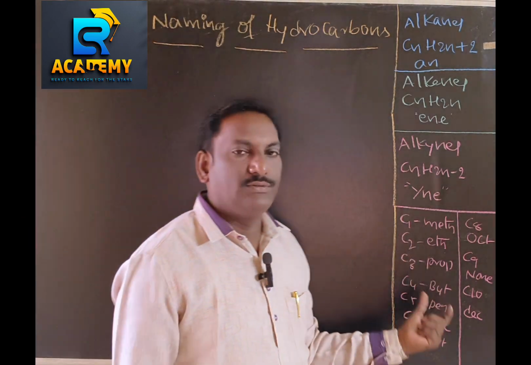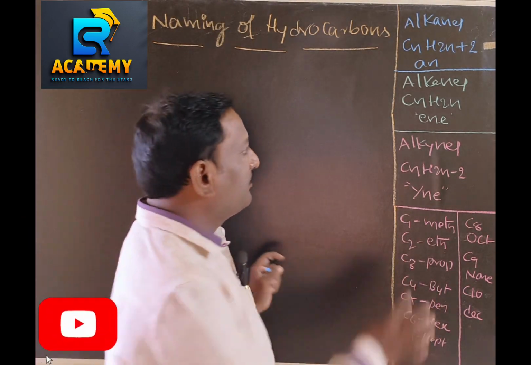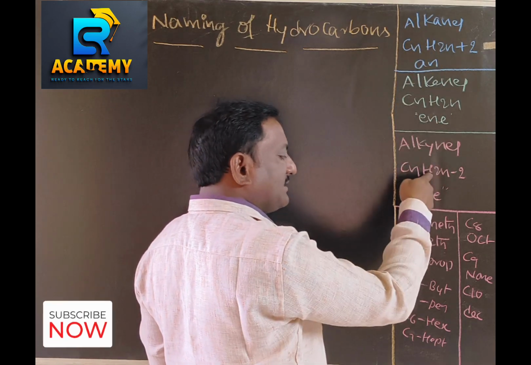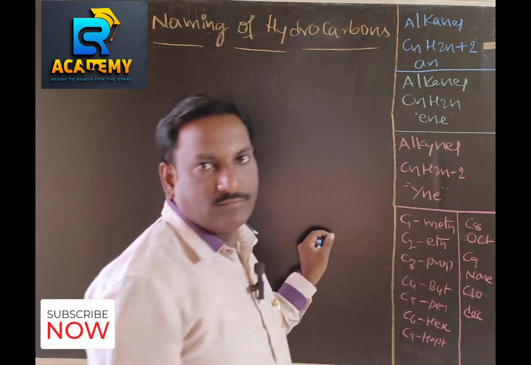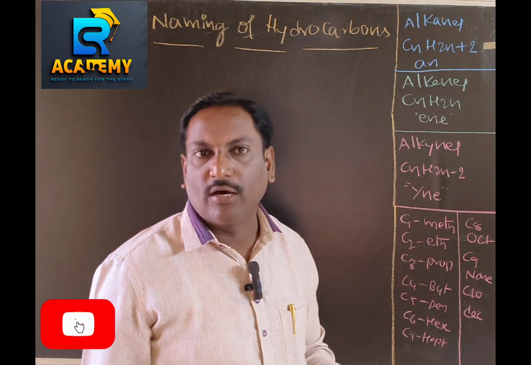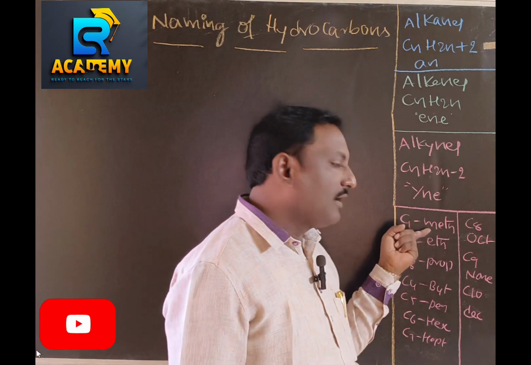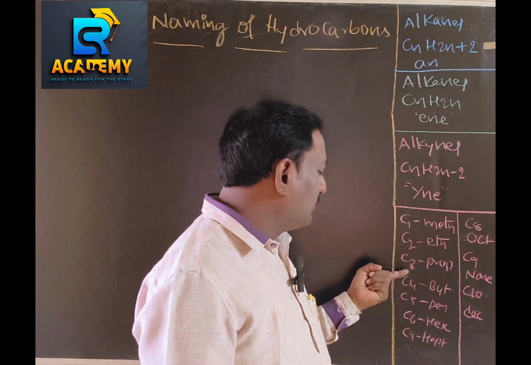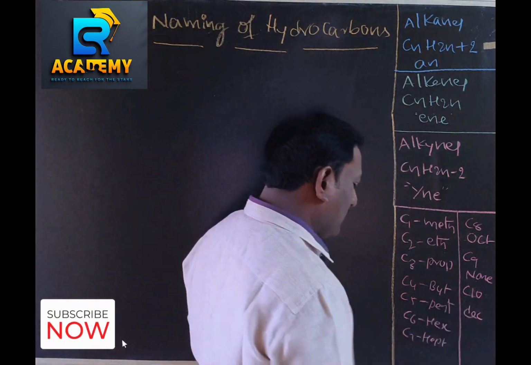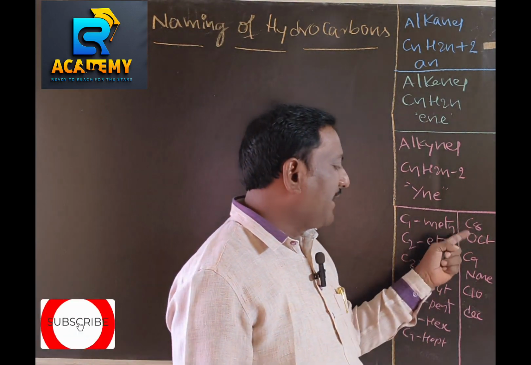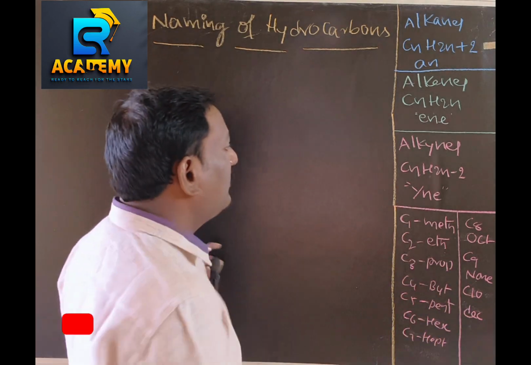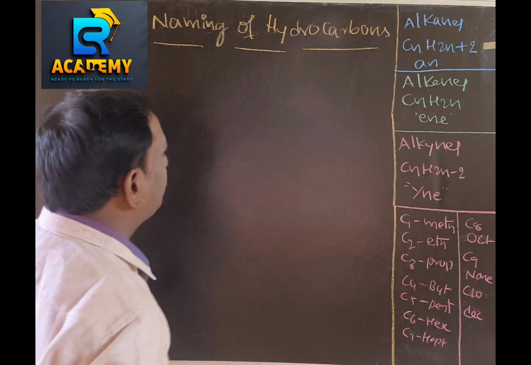So please remember all the points that I have written on the board. Alkane general formula, alkene general formula, alkyne general formula, and what name must be given to the carbons present in the hydrocarbon. If 1 carbon is present in a hydrocarbon, it is meth. 2 carbons eth, 3 carbons prop, 4 but, 5 pent, 6 hex, 7 hept, 8 oct, 9 non, 10 dec. So please remember these basic points.